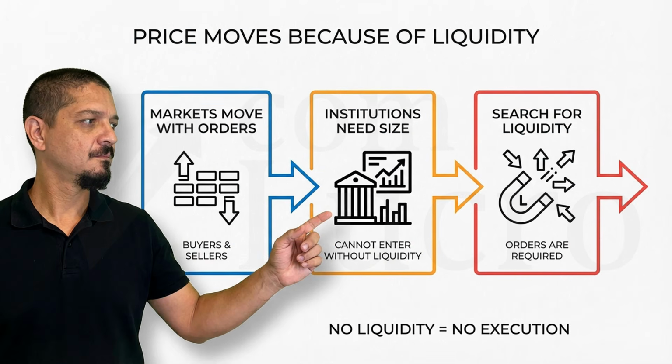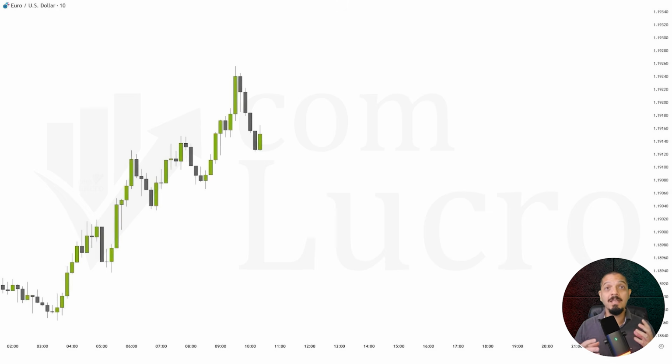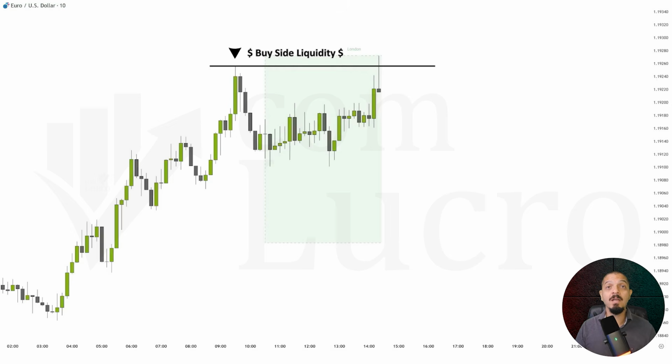Now, to truly understand why this works, we need to shift our focus to liquidity. Markets move because of orders, and large institutions require liquidity to enter their positions. One of the easiest places to find liquidity is above previous highs and below previous lows, where many retail traders place their stop losses. During the London kill zone, the market often moves toward these areas to capture that liquidity before making the real move.